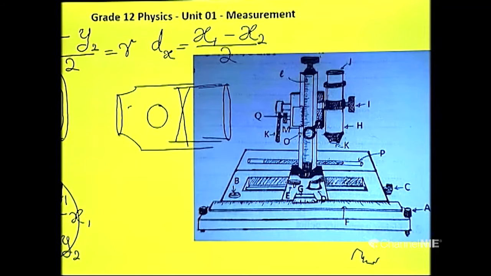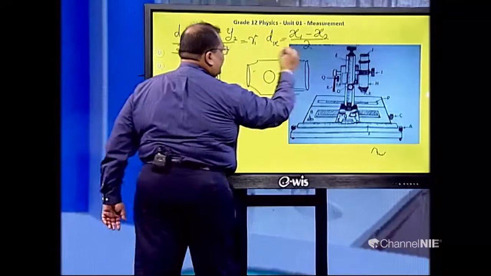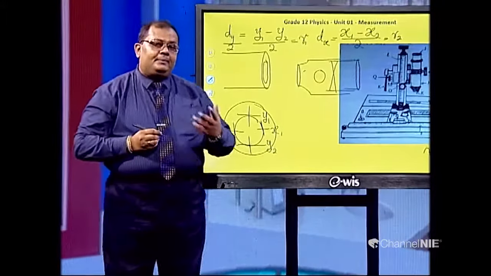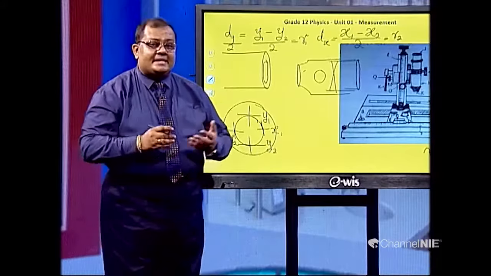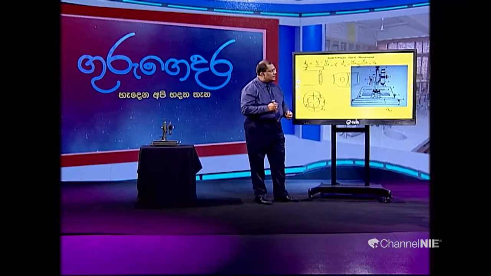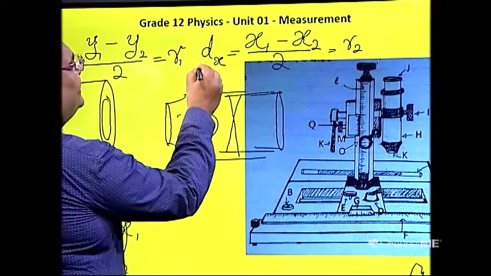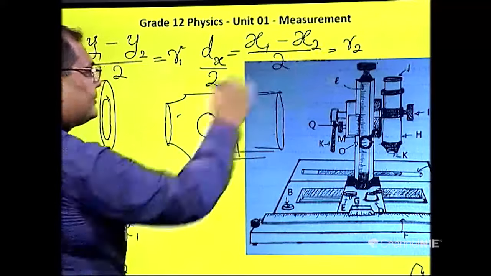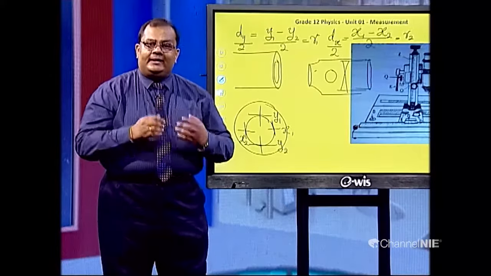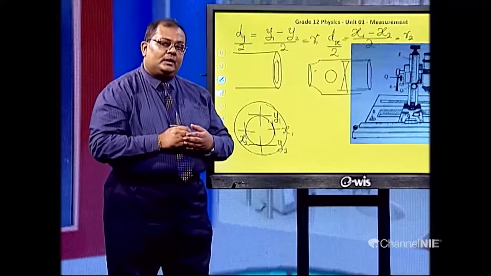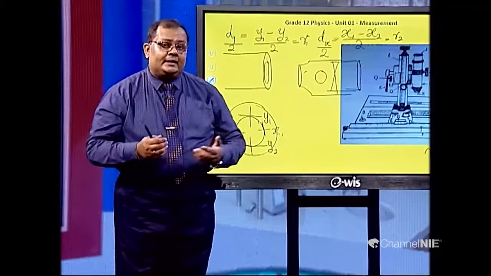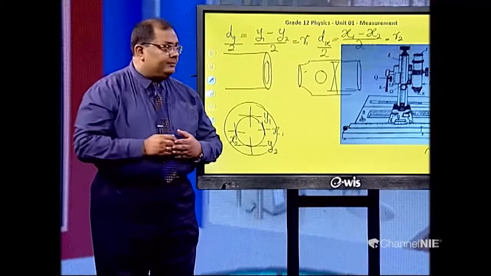Then we have 2 values for the radius, here R1, here R2. Then (R1 + R2)/2 gives the best value for the radius of the tube. And we can measure the horizontal diameter dx. It should be divided by 2 to find the radius in the horizontal direction. If you want to measure this diameter very accurately, take many readings and calculate an average value. When you are taking many readings and calculating the average value, that human error, that means a random error, can be reduced.